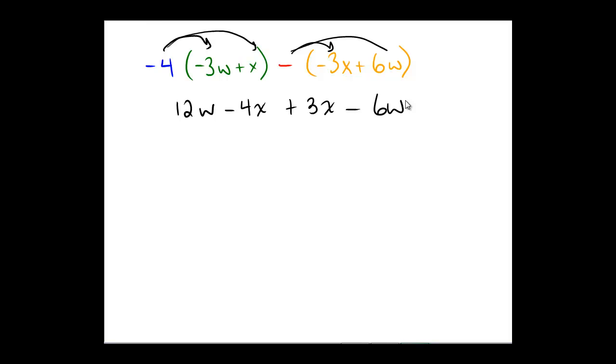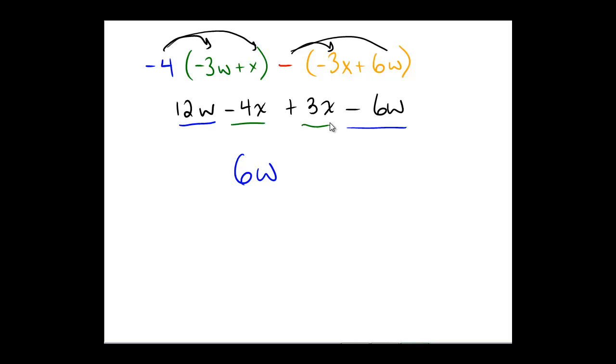Now if we collect like terms, we have a 12w minus a 6w. 12 minus 6 is 6. So we're left with 6 w's. And we have a negative 4x plus a 3x. Those are like terms, of course, and negative 4 plus 3 would be negative 1.